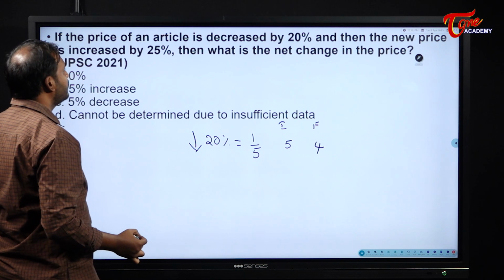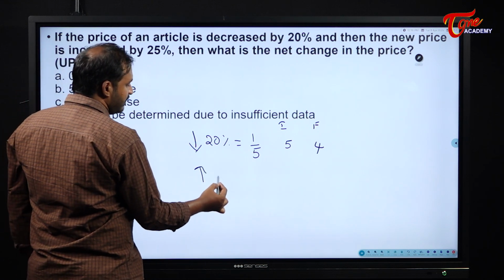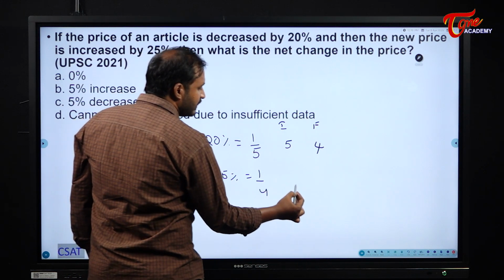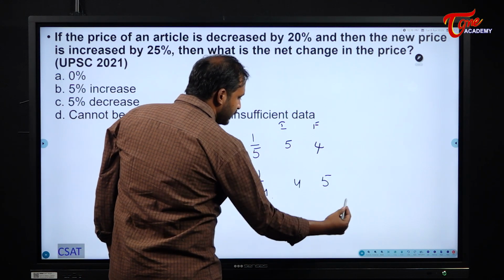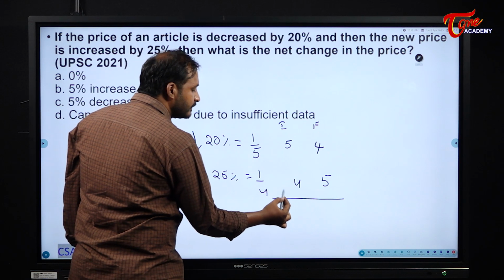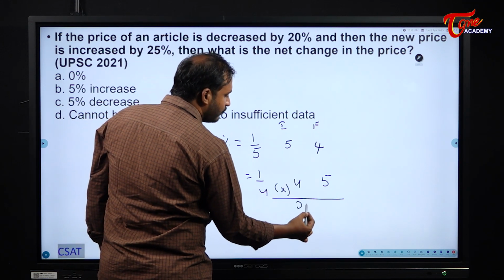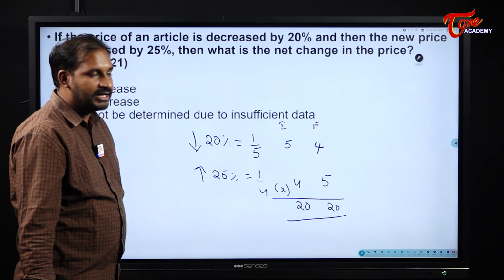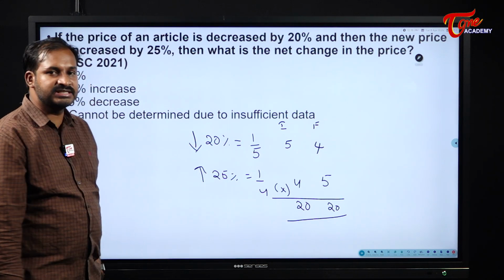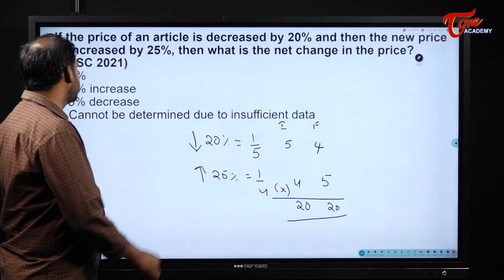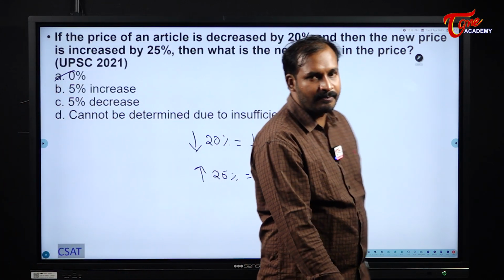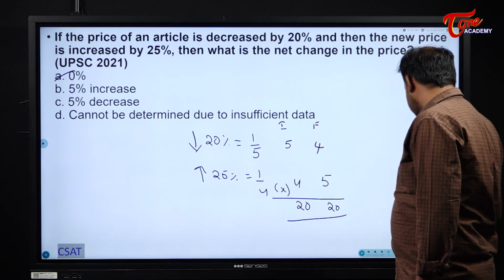And then increased by 25%. 25% means what? 1 by 4. Initial will become 4, final will become 5. Same product, right? So multiply. 5 4s are 20, 4 5s are 20. So he is spending 20 and in return he is getting 20. So what is the change in the price? No, 0%. There is no change in the price.